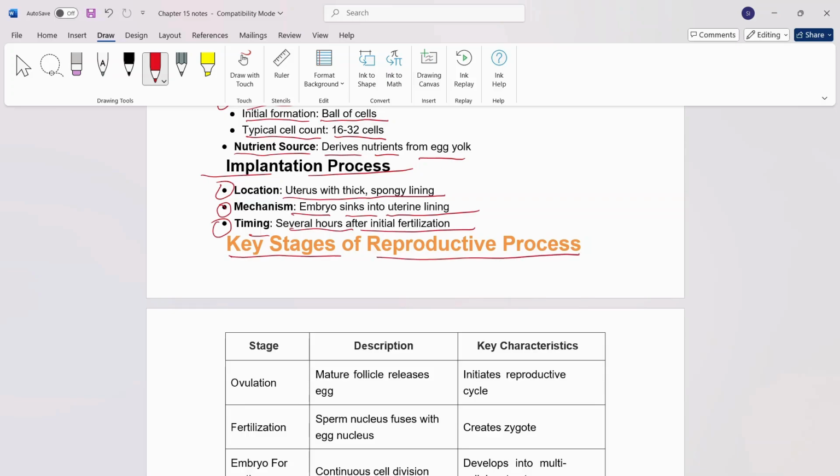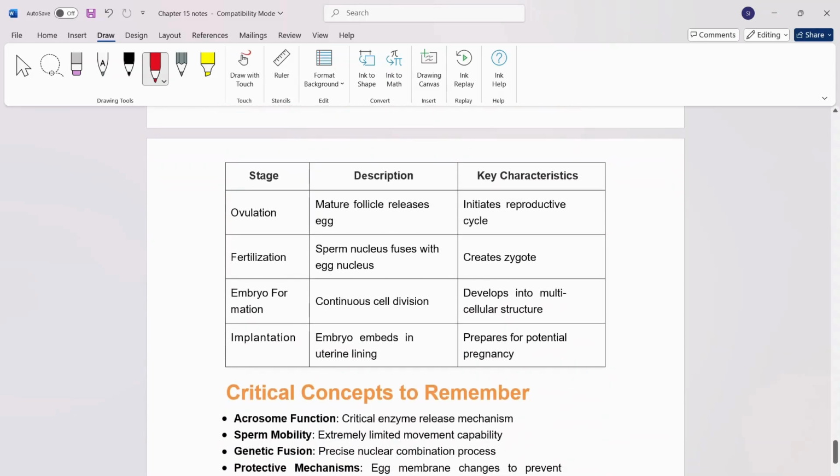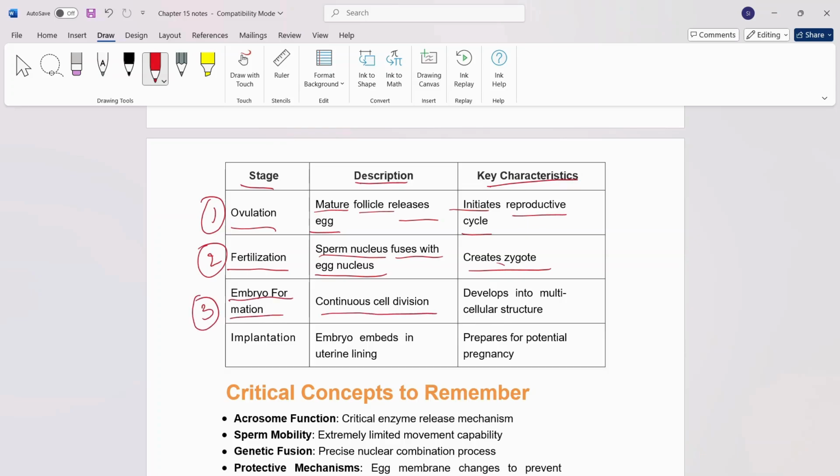Key stages of the reproductive process. Stage, description and characteristics. First is ovulation: a mature follicle releases an egg, initiating the reproductive cycle. Second is fertilization: the sperm nucleus fuses with the egg nucleus, creating a zygote. Embryo formation: continuous cell division develops into a multicellular structure. Implantation: the embryo embeds in the uterine lining, preparing for potential pregnancy.